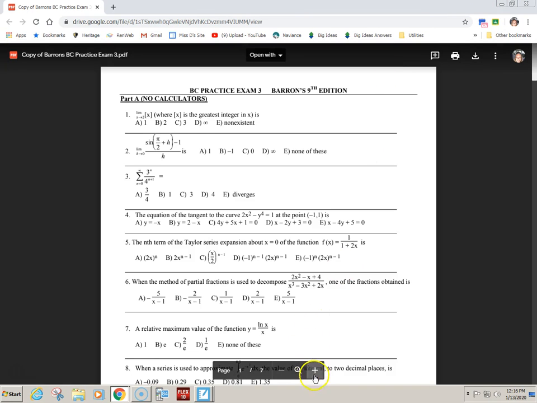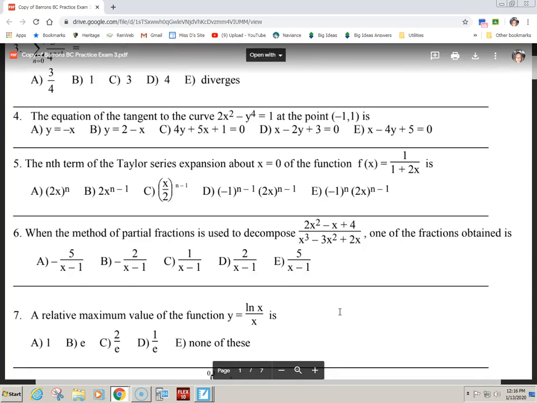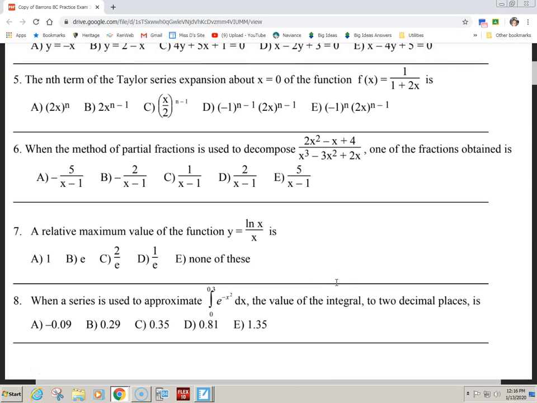Okay, what questions are we stuck on? 6? 32. Let's just go in order. So let's do the first page, which is like 1 through 8-ish. 11 is the next page. Okay. So 1 through 6.